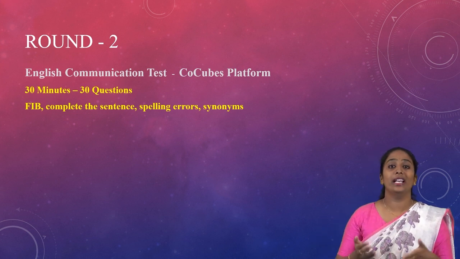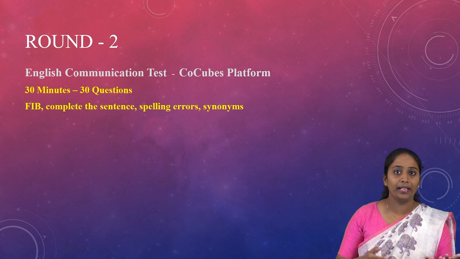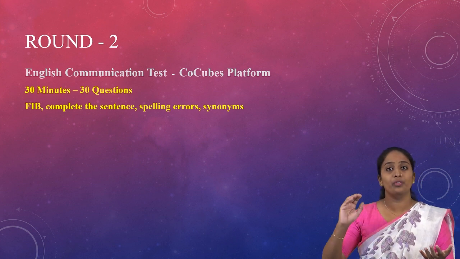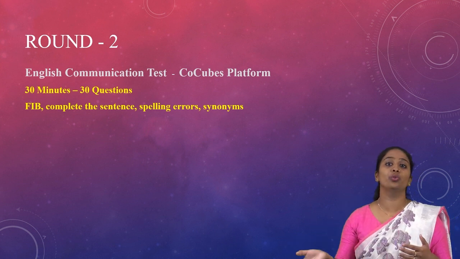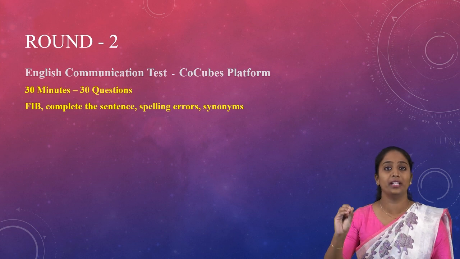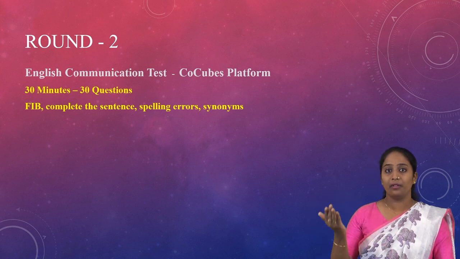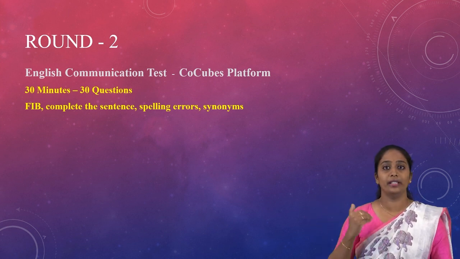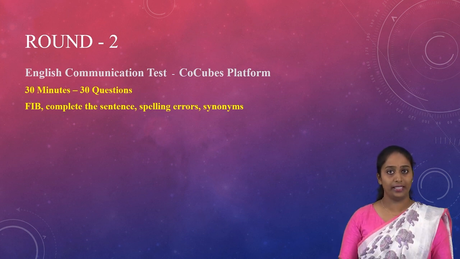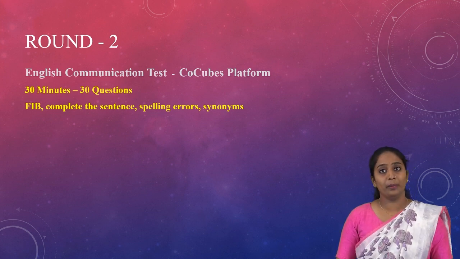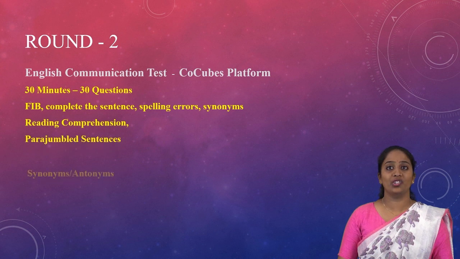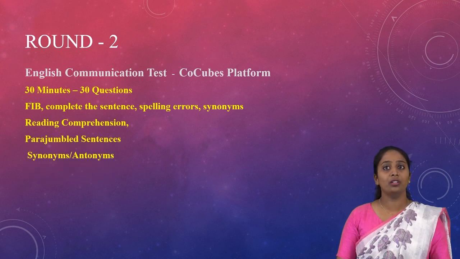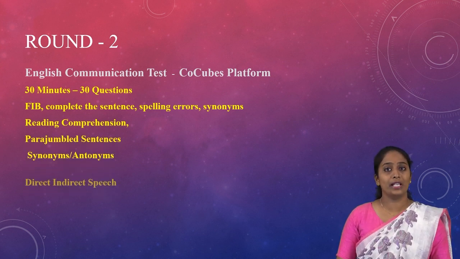For example, it will be in the form of fill in the blanks, where they give you one sentence and you have to complete it using the words which actually fit into the blank. There will also be some spelling errors that you have to find, which are generally asked in the English communication test. The main topics covered in English are reading comprehension, para-jumbled sentences, synonyms and antonyms, and indirect speech. These are some of the topics which will be covered in the English communication test.